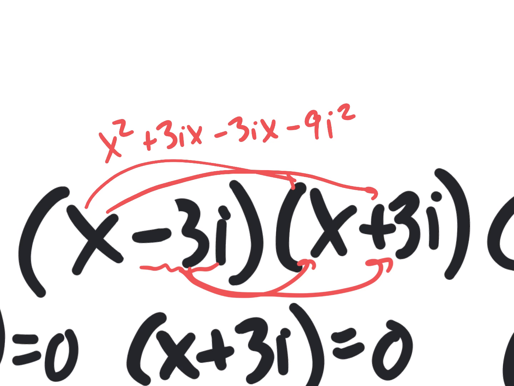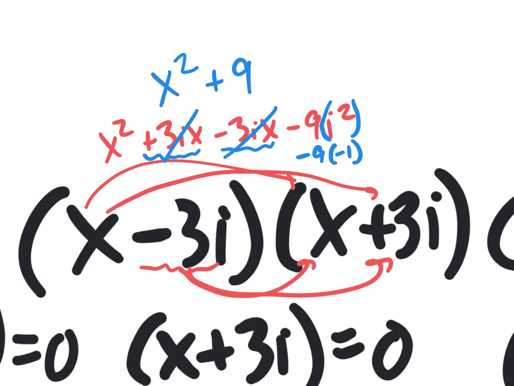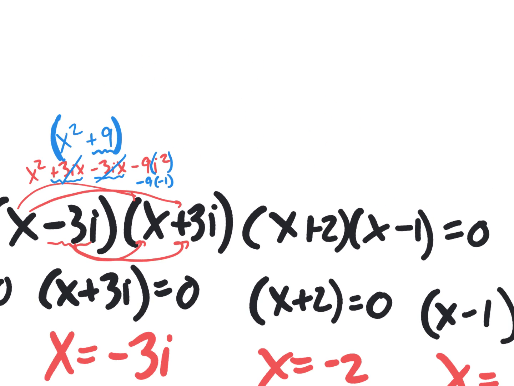So what do I actually get as an answer when I multiply the complex conjugate with the complex number? X squared plus 9. Why plus 9? Because i squared is really a negative 1. So I really have a negative 9 times negative 1. That'll give you the positive 9. Make sense? So right here, I'm going to keep the x squared plus 9 in parentheses. I still need to multiply this x squared plus 9 by this x plus 2 and then by this x minus 1.